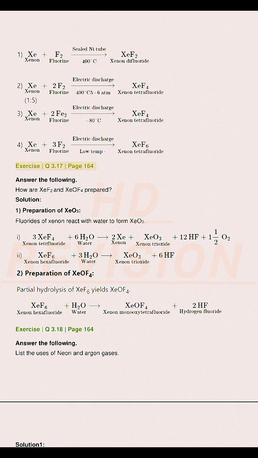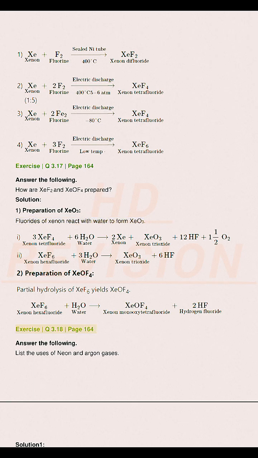Exercise Q3.17, page 164. Answer the following. How are XeF2 and XeOF4 prepared? Solution. 1. Preparation of XeO3. Fluorides of xenon react with water to form XeO3.